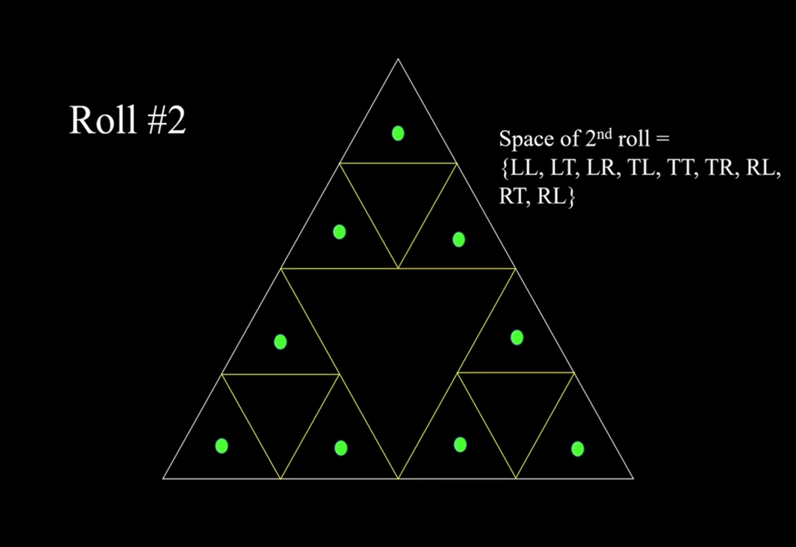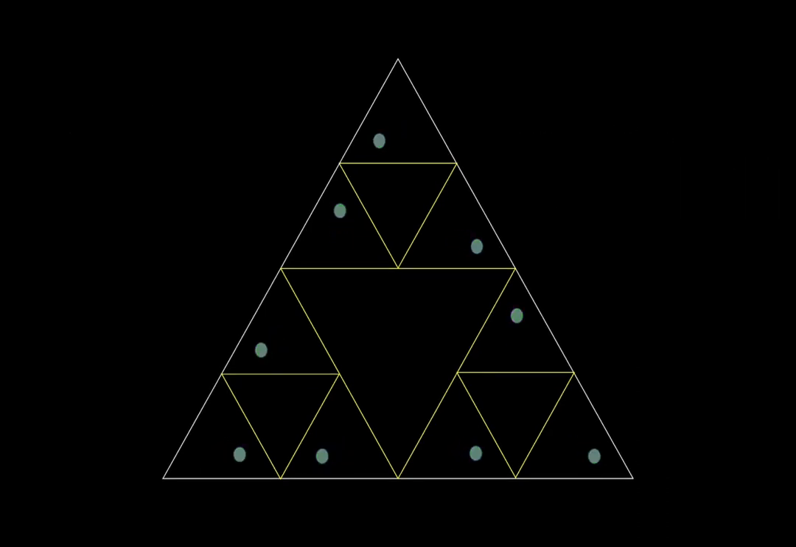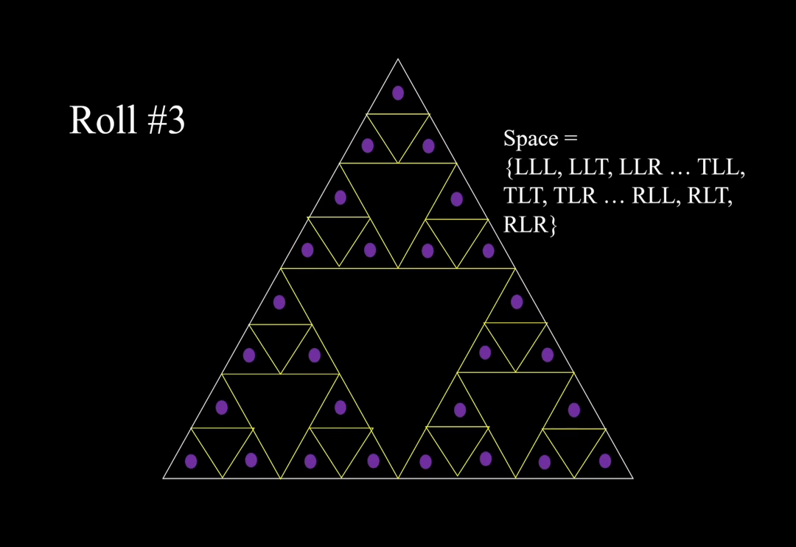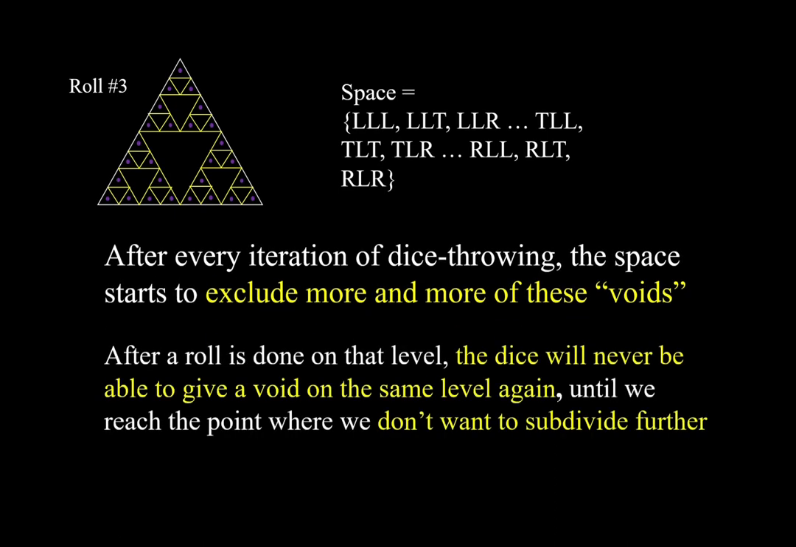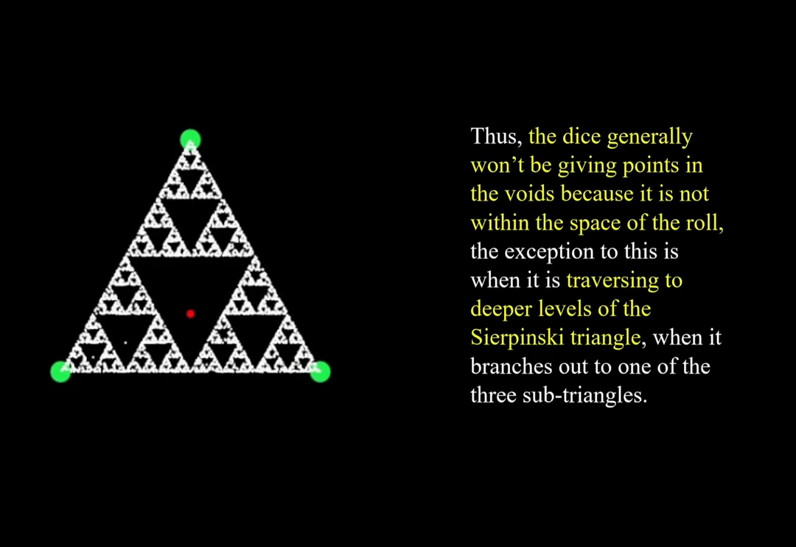Hence, the space is now just limited to these points. Same as before, here is roll 3. The old points can no longer be reached, so we remove them from the space of possible points. Here, we notice that after more and more iterations of die throwing, the space starts to exclude more and more of these points in the void. And after a roll happens on that level, it will never reach another void again. So, aside from a few blips from when the dice is traversing deeper into the triangle, the dice generally will not give points in this void, because it is not within the space of the roll. Thus, we cannot worry too much about these void points, because they do not disprove our proof.